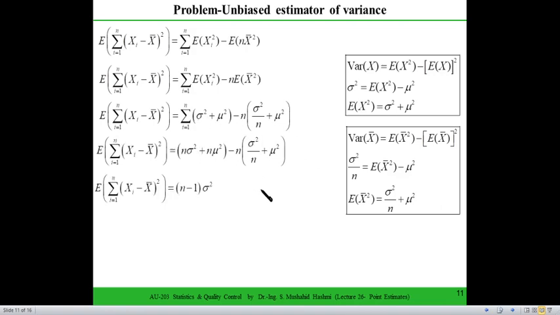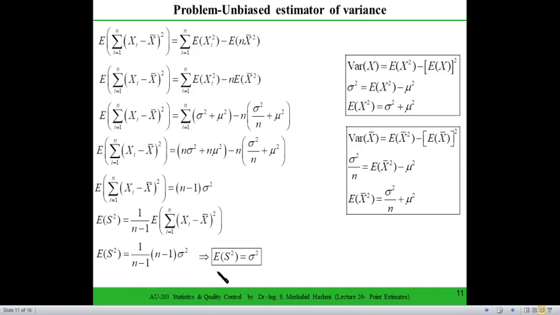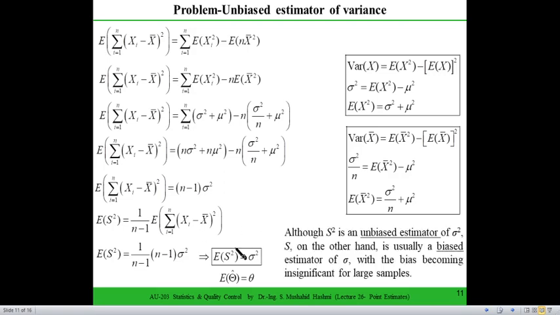Then you just need to simplify it, and what you end up with is that the expected value of the sum of squares of x minus x bar is n minus 1 times sigma square. If you substitute the expected value of the s square formula, the whole thing is n minus 1 into sigma square. So n minus 1 cancels out, and the expected value of this point estimator is equal to the population variance. Then we can prove that the sample variance satisfies the definition of an unbiased estimator. This is what we have proved in this formula.